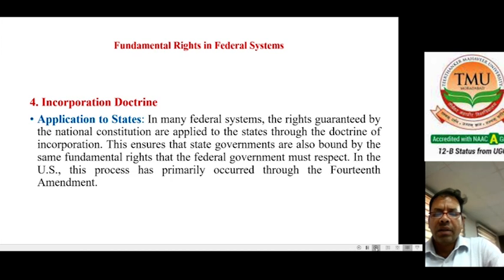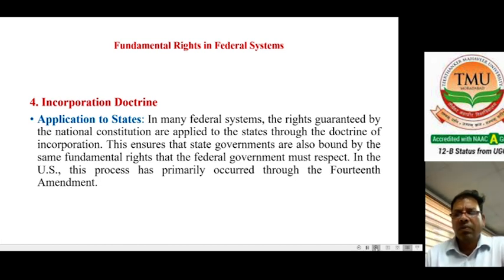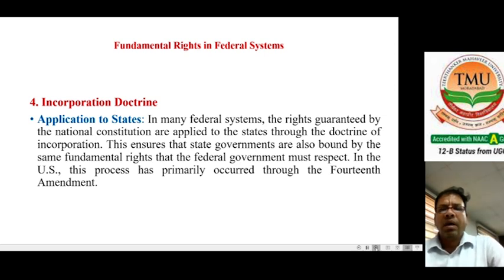Next, when we talk about the incorporation doctrine, that is, application to the states. In many federal systems, the rights granted by the national constitution are applied to the states through the doctrine of incorporation. This ensures that state governments are also bound by the same fundamental rights that the federal government must respect. In the US, the process has primarily occurred through the 14th Amendment. This is also a very important part of fundamental rights.